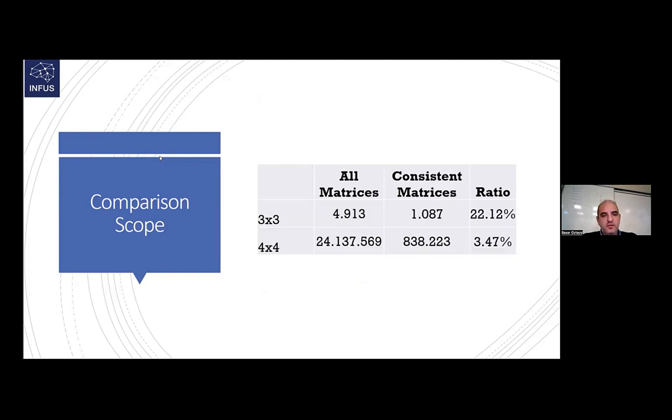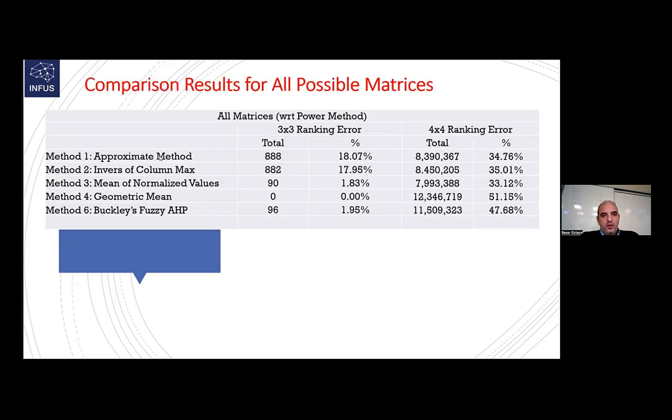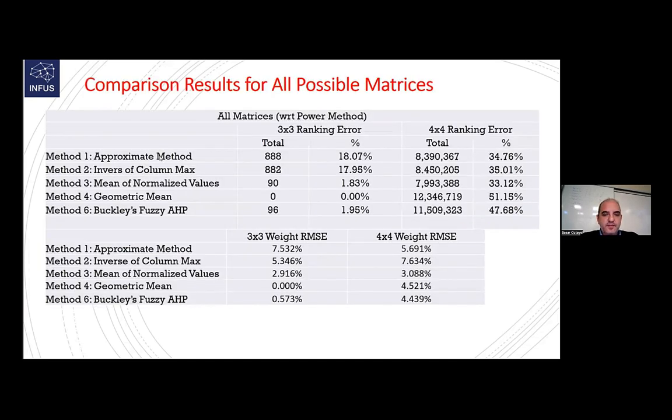It is 1,000 for 3x3 and 800,000 for 4x4. And here we can see that the results are interesting. As I said, the power method is not in the table because we assume that it is correct. It's a big assumption, but we say this, and we compare the other methods' results with it.